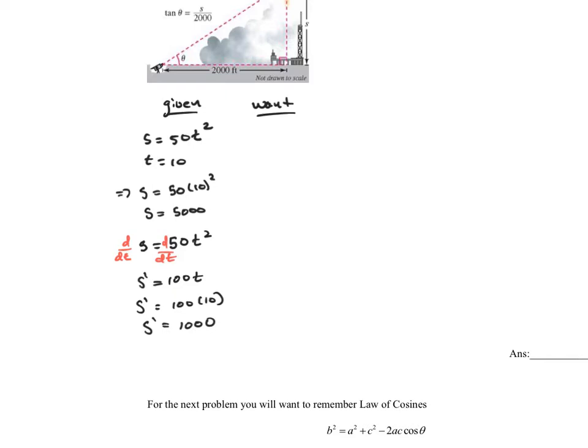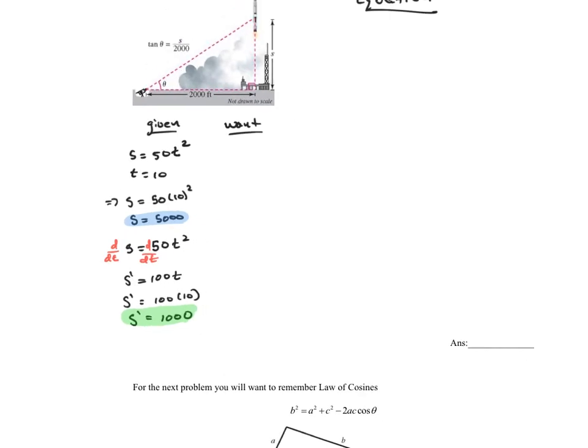So what given information do I have? I know what s is, and I know what s prime is. Very, very important information there that you had to work for. None of those were actually physically given to us. The only thing they gave us was an equation for s and a time to plug in. So we had to figure both of those out. What does it want? It wants the rate of change of the angle of elevation. In other words, it wants theta prime.